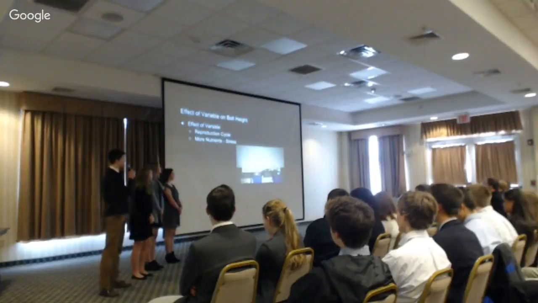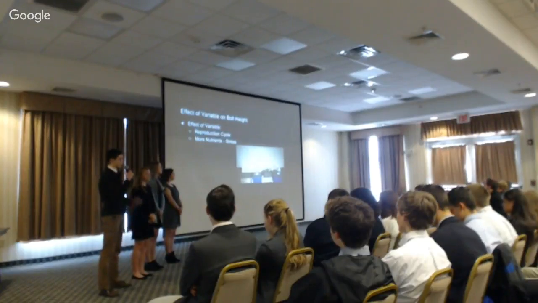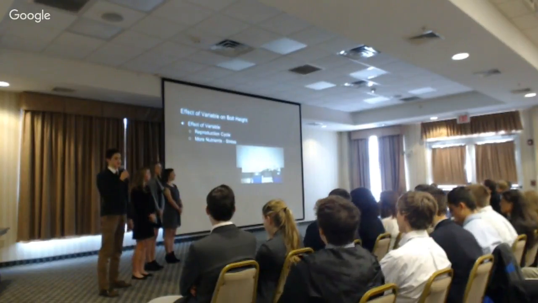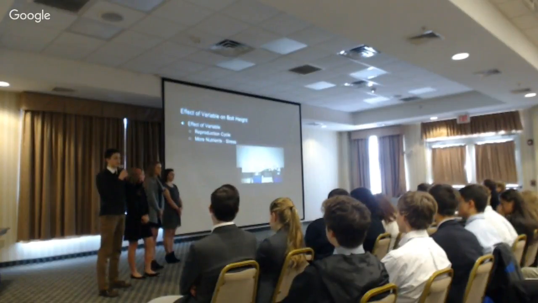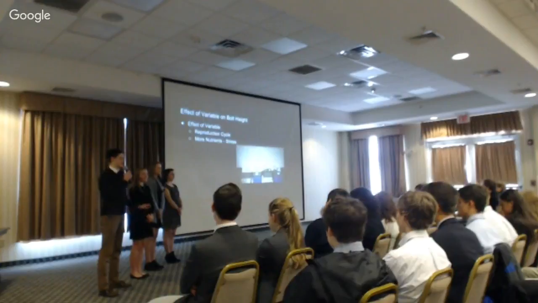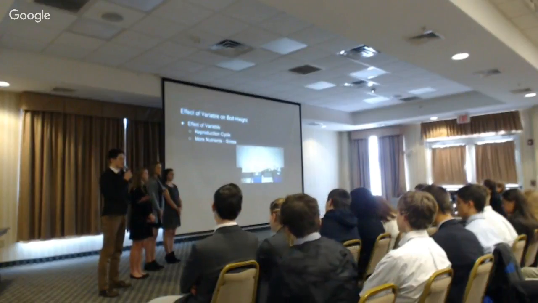The effect of our variable on our bolt height. Now, as I'm sure all of you already know, the bolts represent the reproductive mechanism inside the Arabidopsis plant. What happens is it creates seeds that are then dispersed onto the ground so that our Arabidopsis plant can have offspring and grow again.